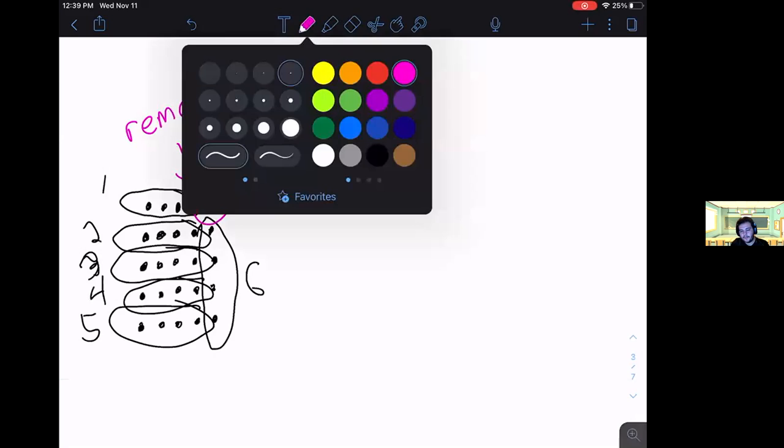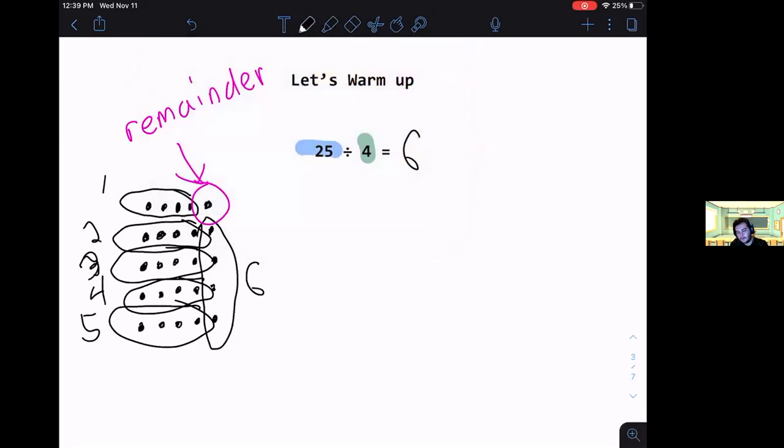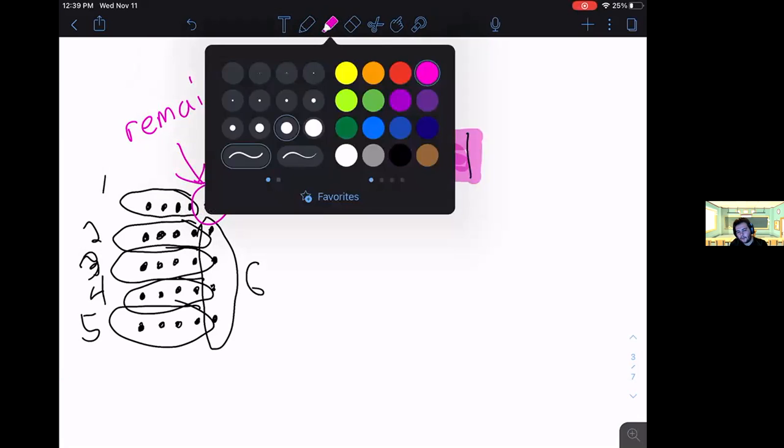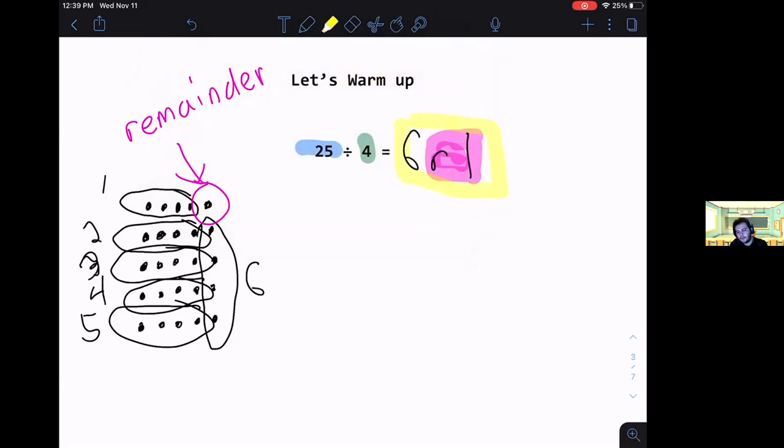So we would write this as 6R1. And we're going to go ahead and highlight our remainder in pink. And we're going to highlight our quotient in yellow because the remainder is part of the quotient. I know some of you are wondering, why does remainder matter? We had this problem recently, so let's talk about it.